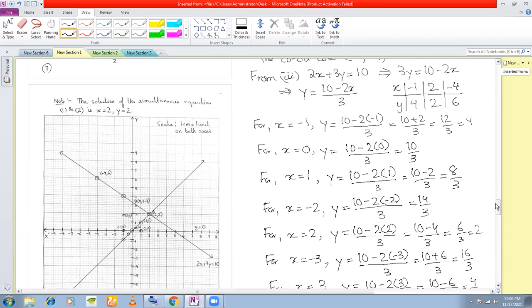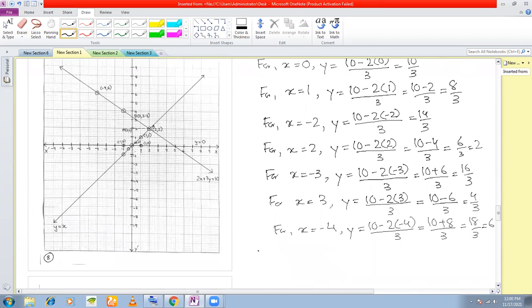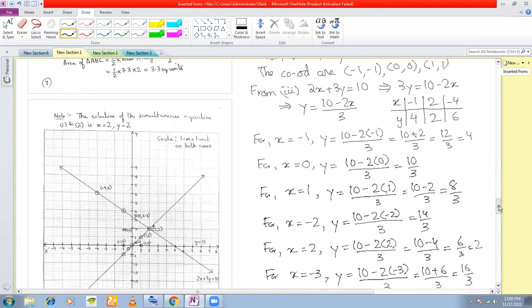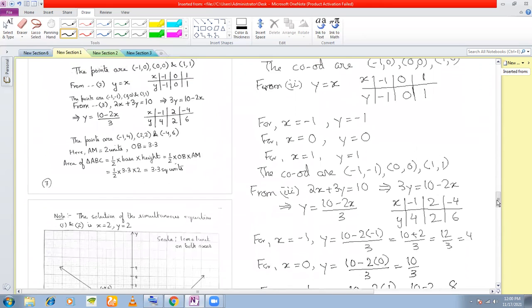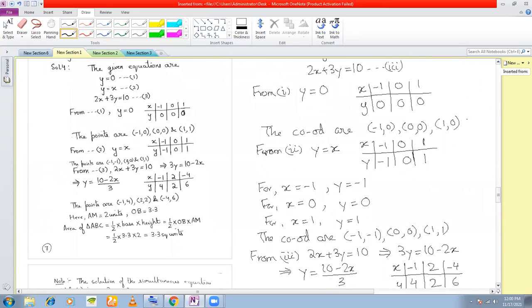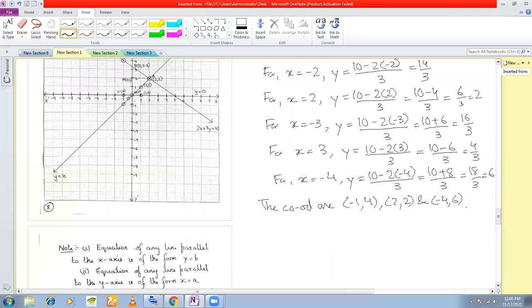So we've got 3 points. So what are the coordinates? The coordinates are -1, 4, 2, 2, and -4, 6. These are the 3 coordinates we are getting. Now, once we have got all the points here, for the first equation, we got these 3 points. Okay. For the second equation, we got these 3 points. And for the third equation, we got these 3 points.